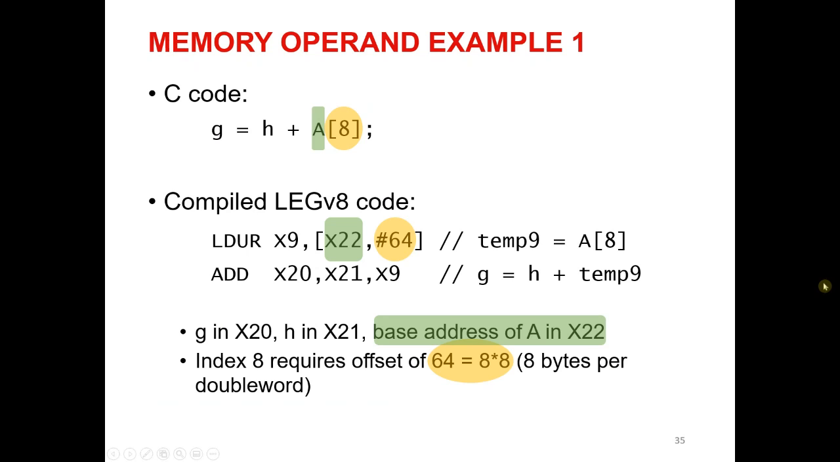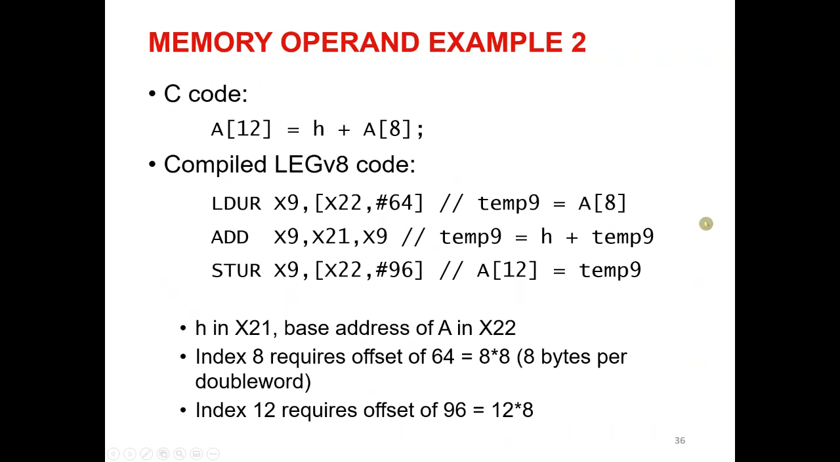Now imagine that I also want to store this in an array. This is basically the same as we have seen in the previous slide. Now the difference is here. We want to store the result in memory. We want to store it in element 12 of array A, so we access this element by multiplying by 8. So 96 in this case refers to the 12th element of the array. And instead of loading the data from memory, we are going to store the data in memory. If you see, the format is the same for all instructions. We just change load to store. Okay.